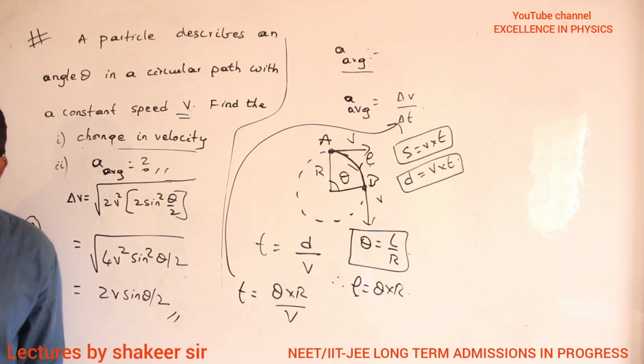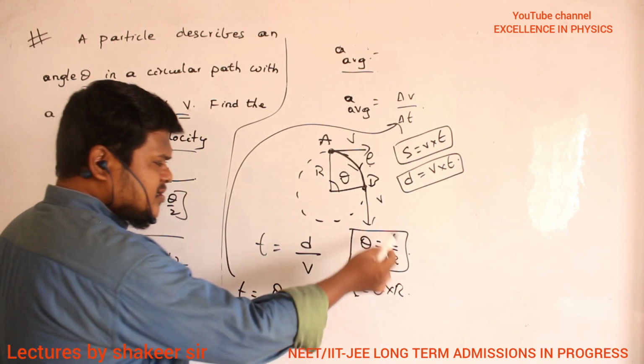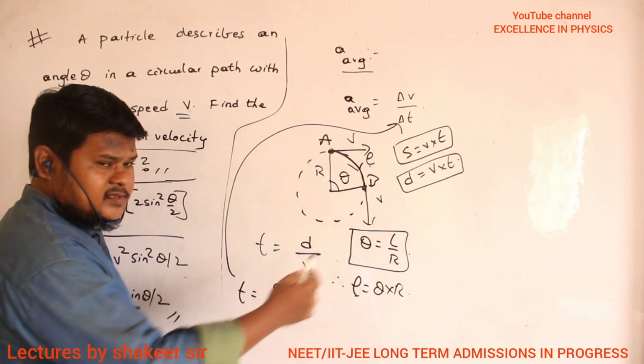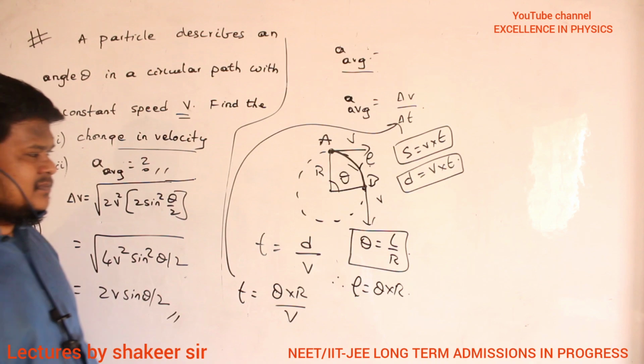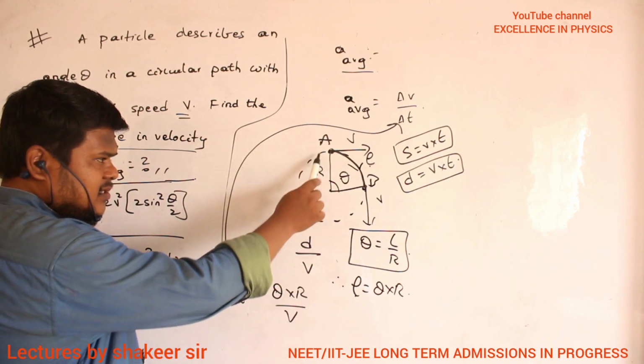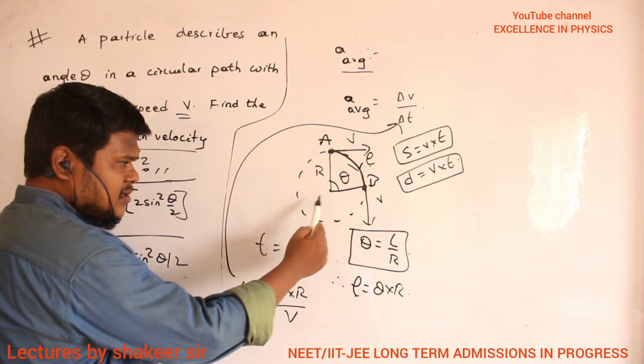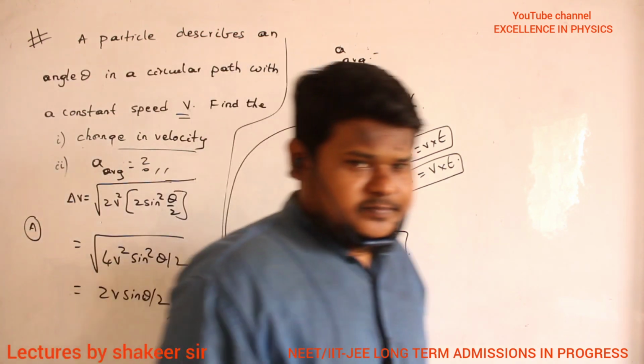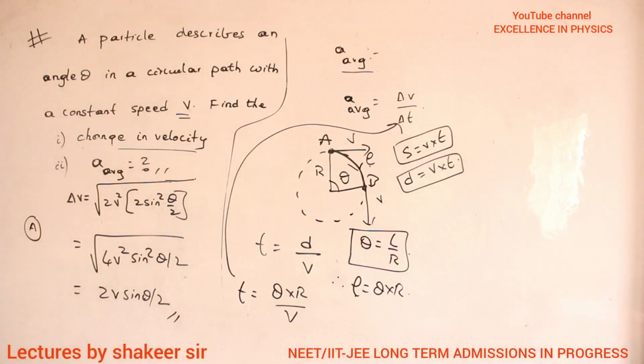So this is the relation which you are supposed to remember here: theta is equal to L by R, when the body has covered an angle of theta, the length of the arc is L and the radius of the circle is R.